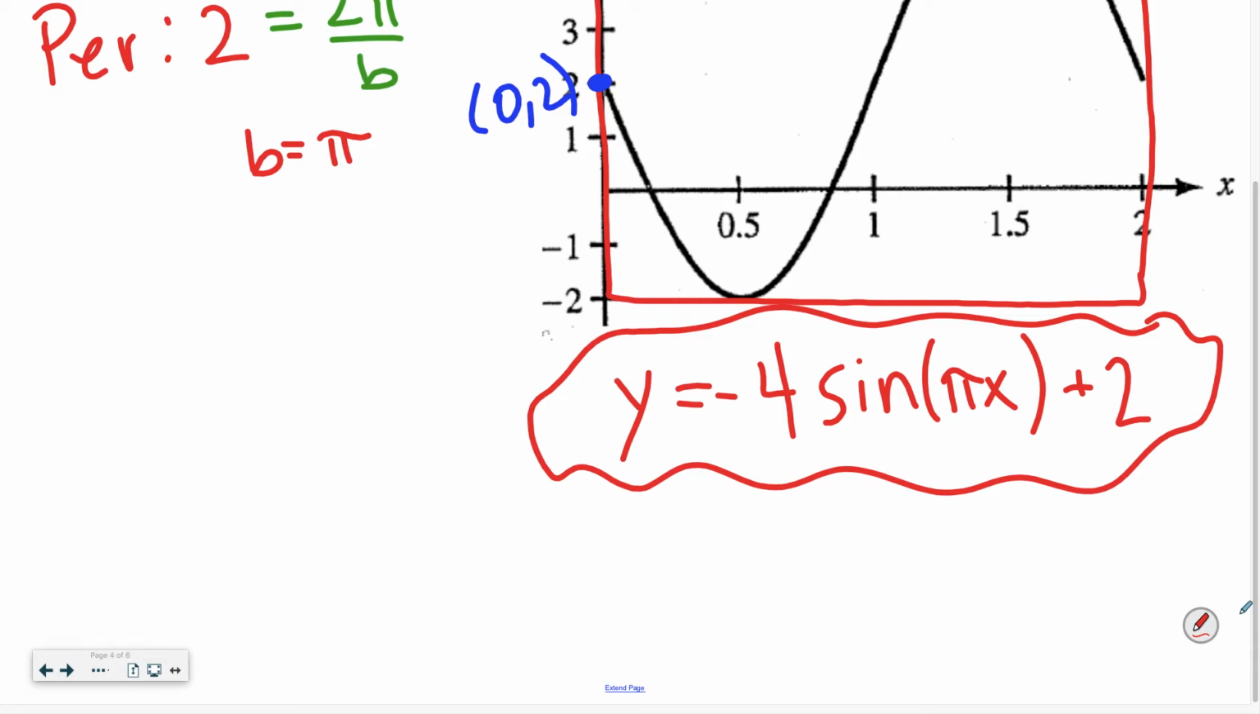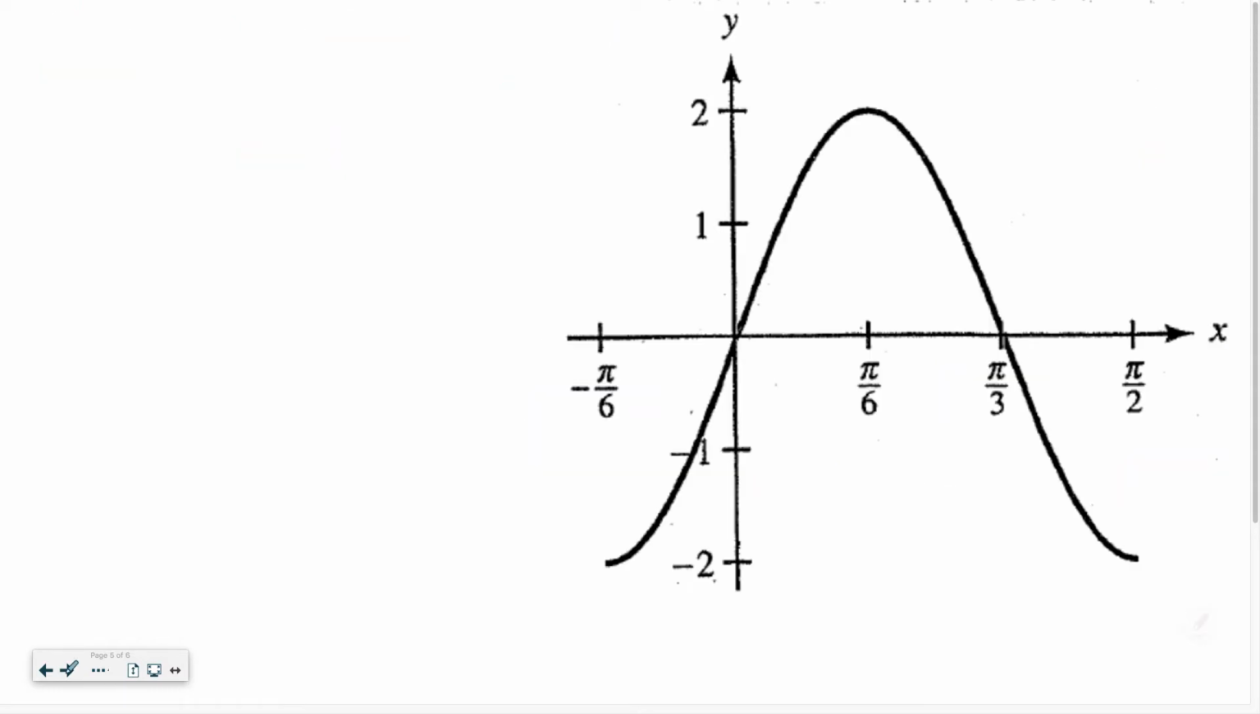Any questions there? You're ready for more, right? All right. Take a couple minutes and draw this one. It will be our last one.